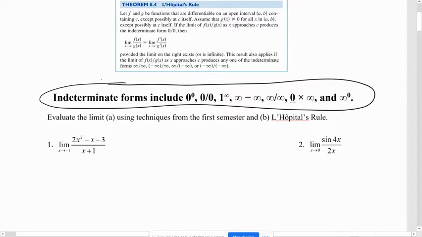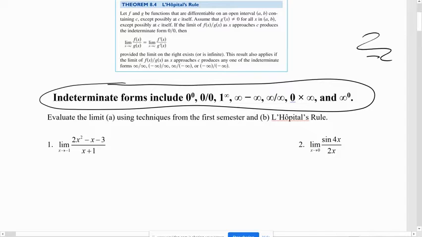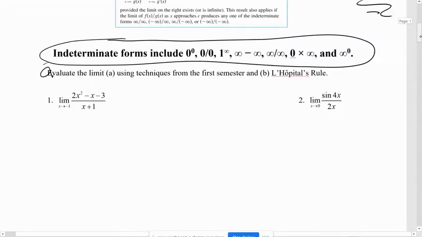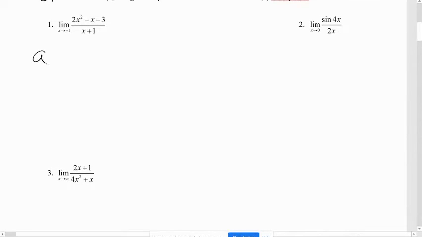Okay, so the directions for these first set of problems is use the techniques from the first semester and then do L'Hopital's. All right, so let's start with the techniques from the first semester. The first technique is to plug in the number, use substitution. If you plug that in, you're going to be dividing by 0, so that's no good.